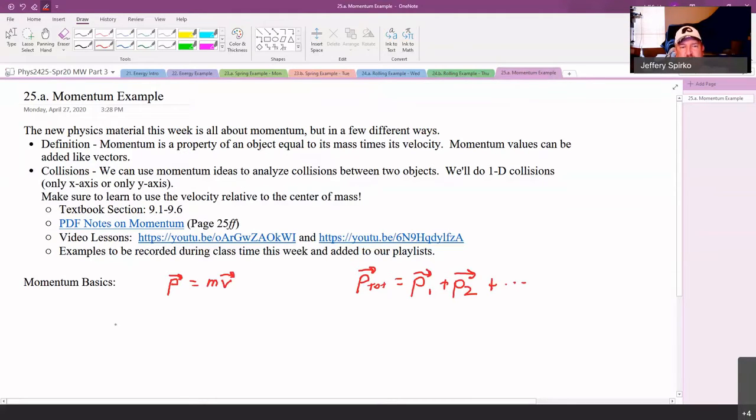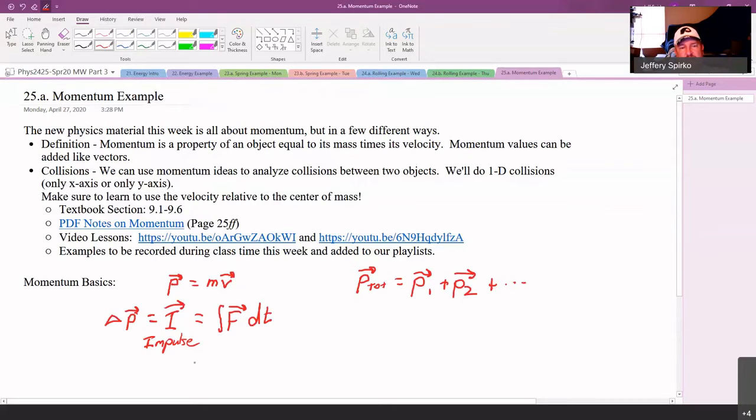Now, why do we talk about momentum? Well, because the change in momentum, which is called impulse, Star Trek fans may remember something about impulse engines, is equal to the integral of force through time.